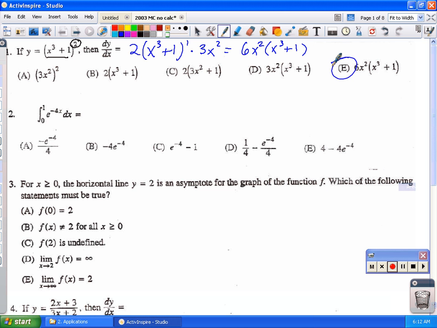Number two, we're finding the antiderivative. This is not what I would call a normal integration. It is a u substitution, and we let u equal the power. So u is equal to negative 4x. du is equal to negative 4 dx, and we don't need that negative 4, so we're going to divide it out on both sides. When we do the u substitution, we will get the integration of e to the u with a negative 1/4 out front, and let's go ahead and integrate it.